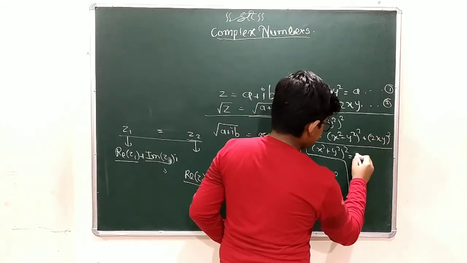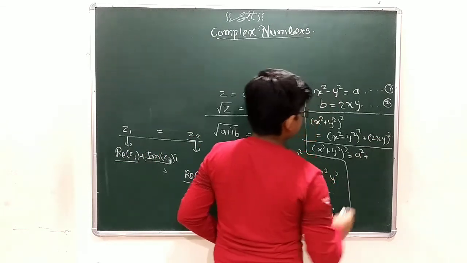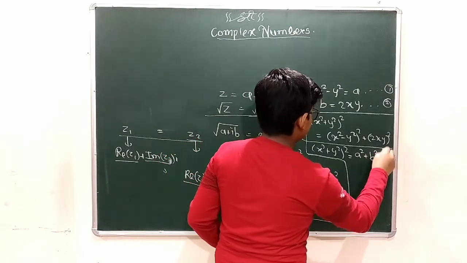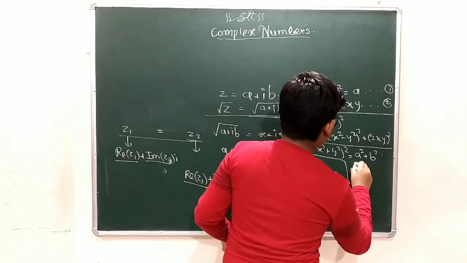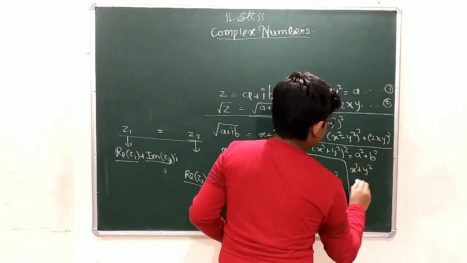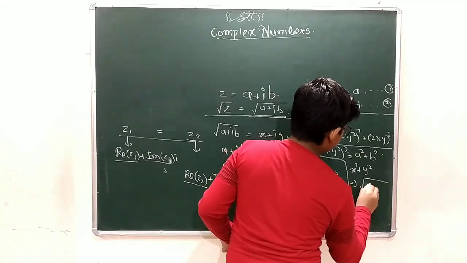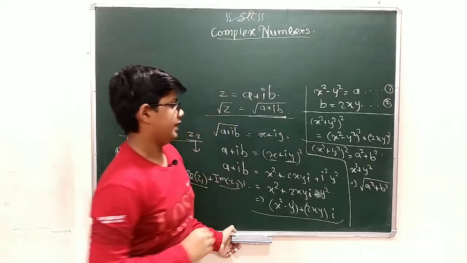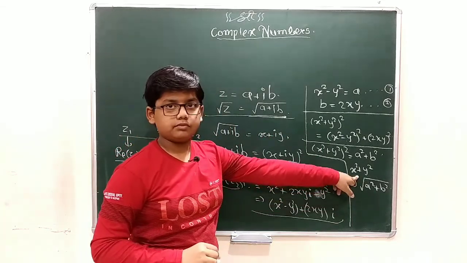Now its whole square will be a square plus 2xy. What is 2xy? It is b. So it will be b square. So we'll get the value of x square plus y square as square root of a squared plus b squared. This is the value of x squared plus y squared.